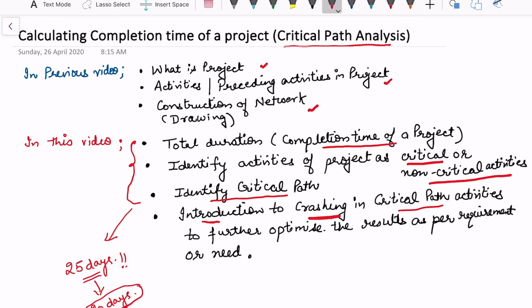So this need is varying. This will depend upon the customer, or it must be written in the question: how much do we want to optimize that project? So let's move forward now.